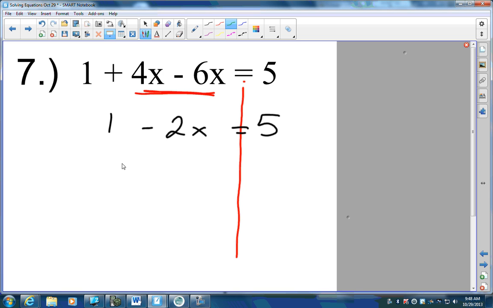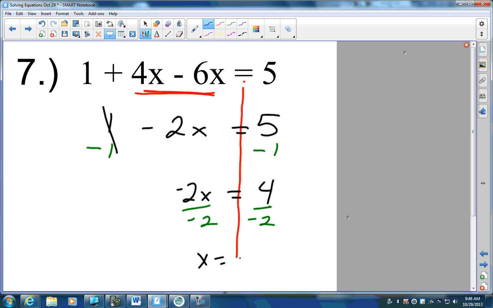Now from here, I need to solve and get my x by itself. So the plus 1 becomes minus 1. I subtract 1 from each side. And then 1 minus 1 is 0. I have negative 2x equals 4. From here, you divide by negative 2. X equals negative 2. And then you should have checked it.